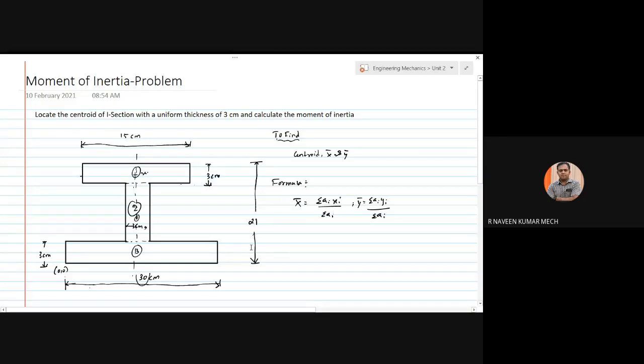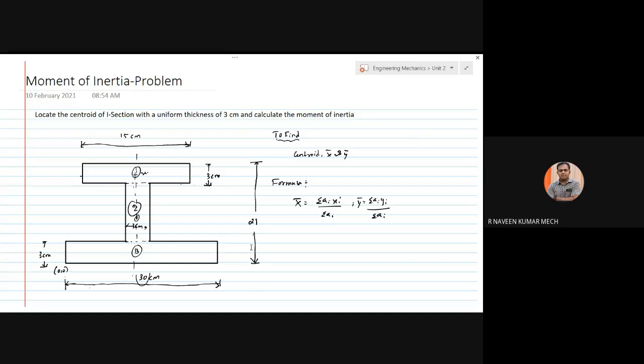Okay. What we want to find is the centroid and moment of inertia for an I section. Since we already calculated the centroid, that is x bar y bar, for this problem in the previous classes, I am directly going to find the moment of inertia.